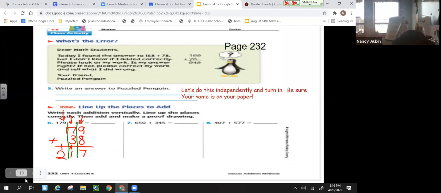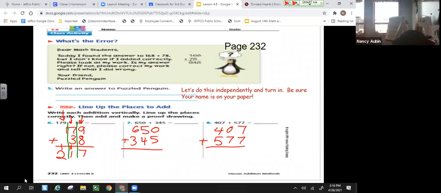I want you to do the same thing for 650 plus 345 and for 407 plus 577. I want you to think about lining it up. Draw those lines. And I want you to do new groups below. Show me you can add those. And then I want you to answer Puzzle Penguin. You're going to do this independently. You're going to get a grade for this. Be sure your name is on your paper. I will rip it out for you if you would like, because we are turning them in.